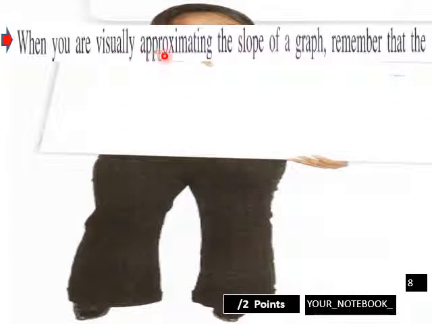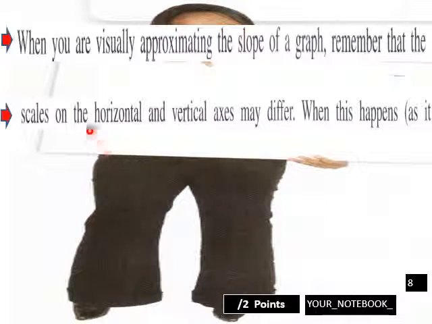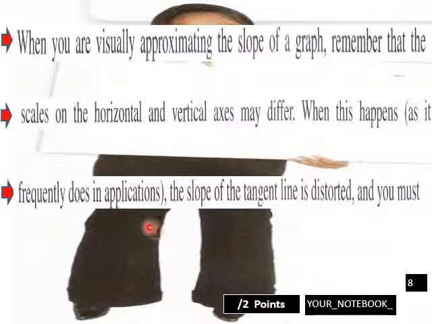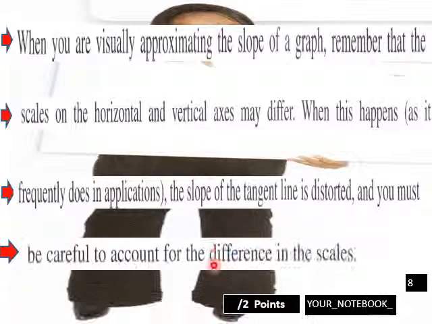When you are visually approximating the slope of a graph, remember that the scales on the horizontal and vertical axes may differ. When this happens, as it frequently does in applications, the slope of the tangent line is distorted, and you must be careful to account for the difference in the scales. So take that into consideration as well.